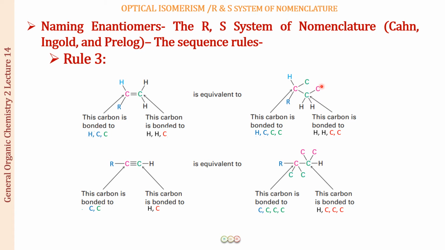No, it is not that way. We are just going to compare these with the help of rule number 3. So here we have this carbon forming two sigma bonds with two carbons and with two hydrogens. So this one is going to be an HHCC and this will be an HHCC.